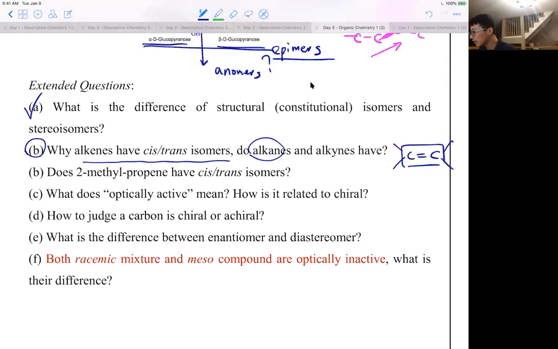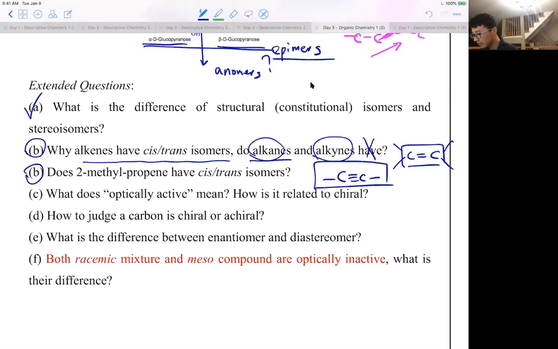How about alkanes and alkynes? Obviously, alkanes have a single bond, freely rotated. Alkynes have a linear relationship, so although actually it cannot be freely rotated, even if you rotate it, it doesn't make any change, right? It's linear, so both of these two do not have cis and trans.